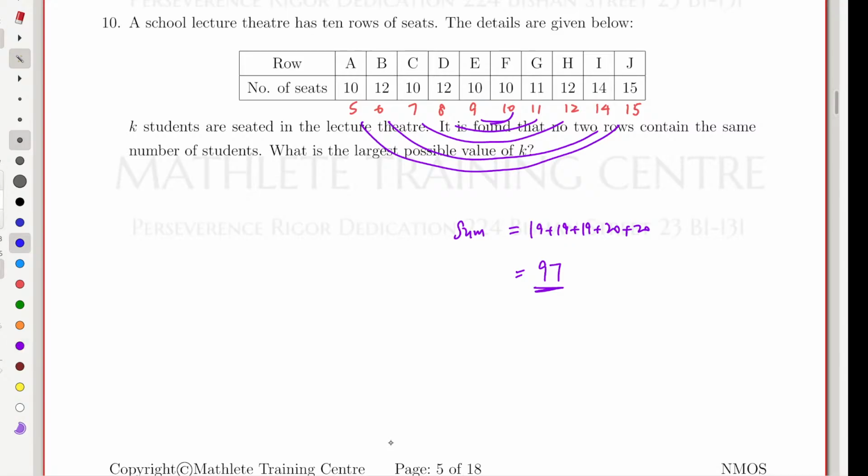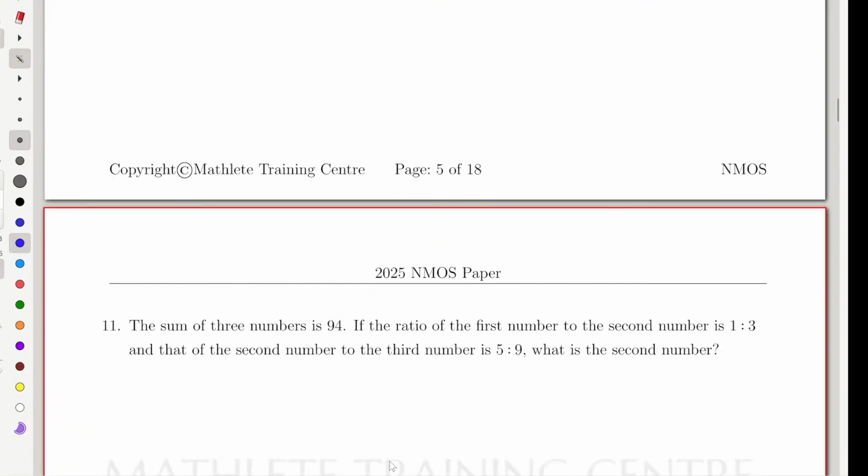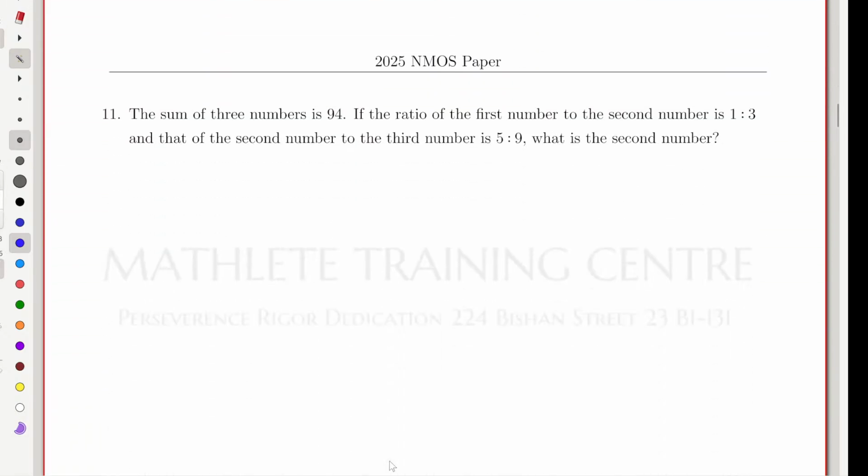Okay, with that, we've finished the first 10 questions, which are the 1-mark questions. Now, let's move on to the 2-mark questions, which are going to be a little bit harder. So I'll slow down a little bit when I'm talking about these questions.